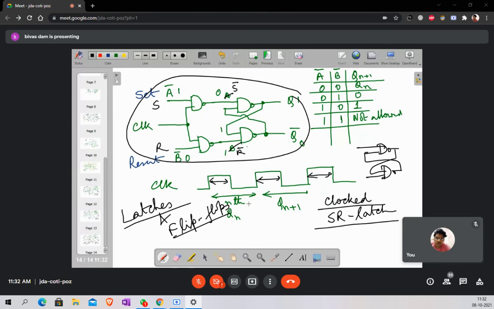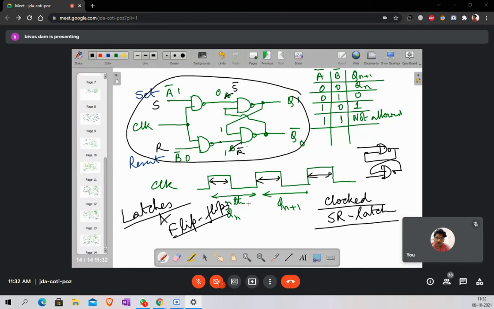So what are the basic differences between the latch and the flip-flop? A flip-flop has a clock signal, and a latch may or may not have one. The latch is level sensitive, but the flip-flop is edge sensitive. The outputs of a latch are level sensitive with respect to the clock. The outputs of a flip-flop are edge sensitive with respect to the clock.